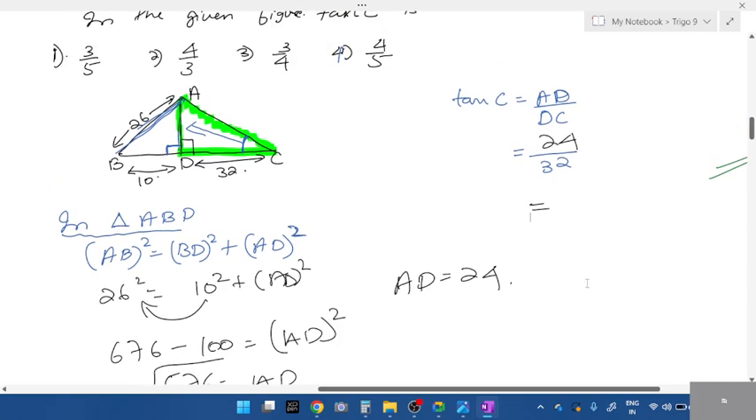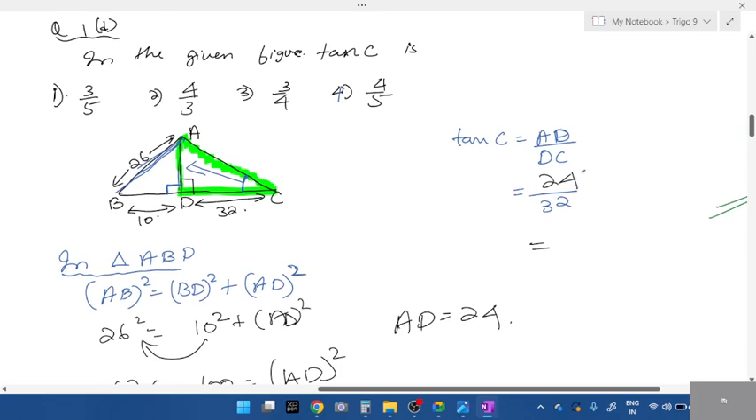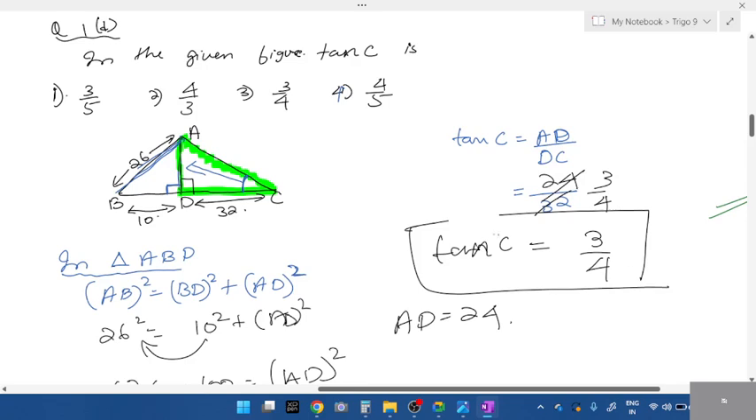Okay, now what's the value when you reduce it, students? What do you get? 8 times. 8 threes are 24, 8 fours are 32. Which option? What is tan C? 3 by 4. Which option? I've given 4 options. Third option, 3 by 4.